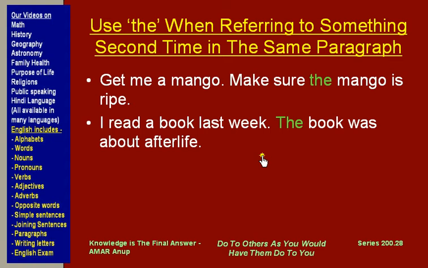So when there is a reference to a noun the second time in the same paragraph, we use the. When there is reference to that noun the first time, we use a or an.